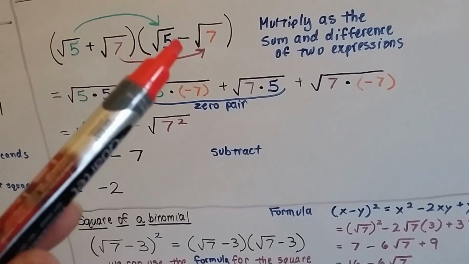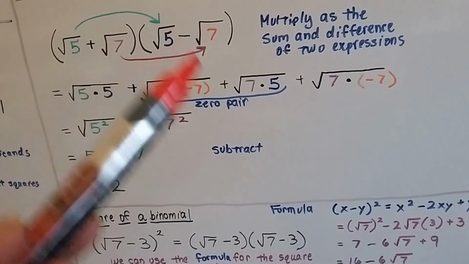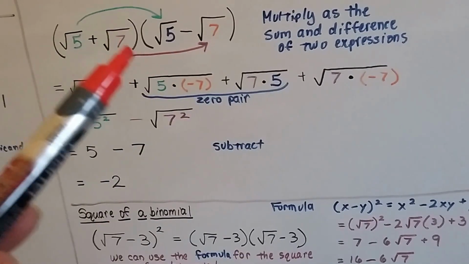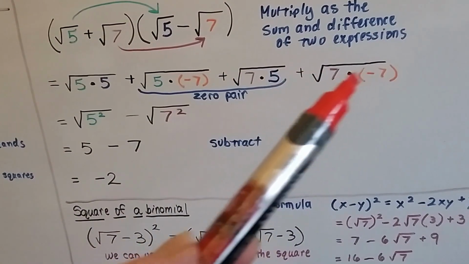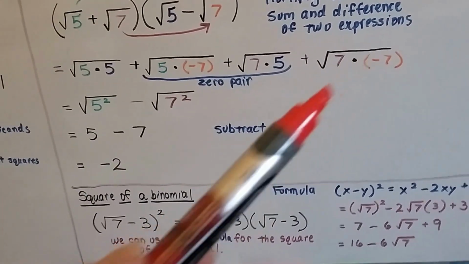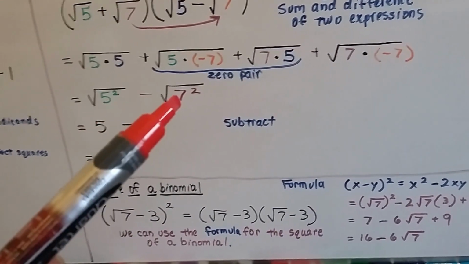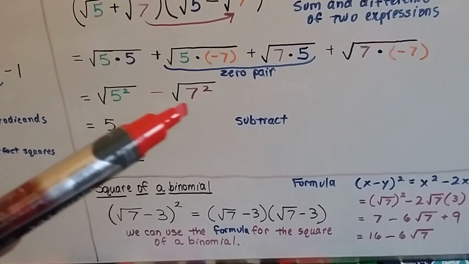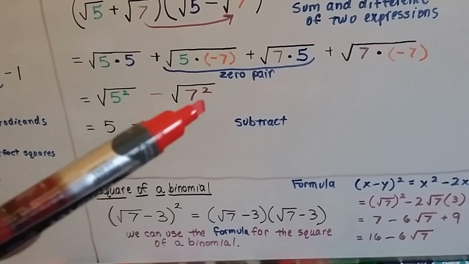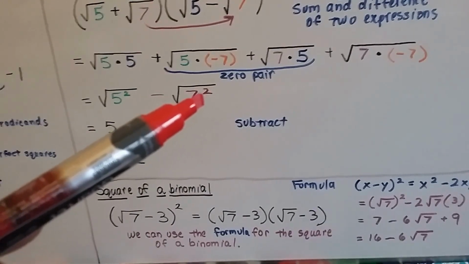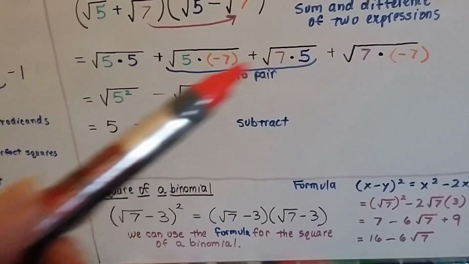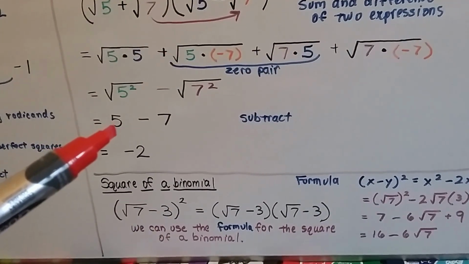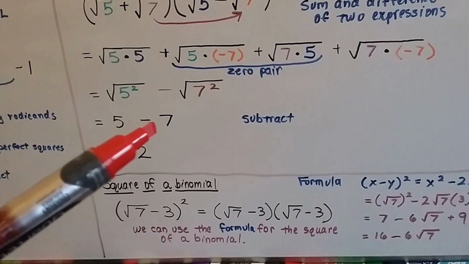And then we do it again. Here's another 35, the square root of 7 times 5. And then we have the last one. We have a positive 7 times a negative 7. Okay? So that's going to give us a negative 7 squared. So now we've got the square root of 5 squared minus the square root of 7 squared. That's gone because we canceled it out as a 0 pair. And all we've got left is a 5 minus a 7.